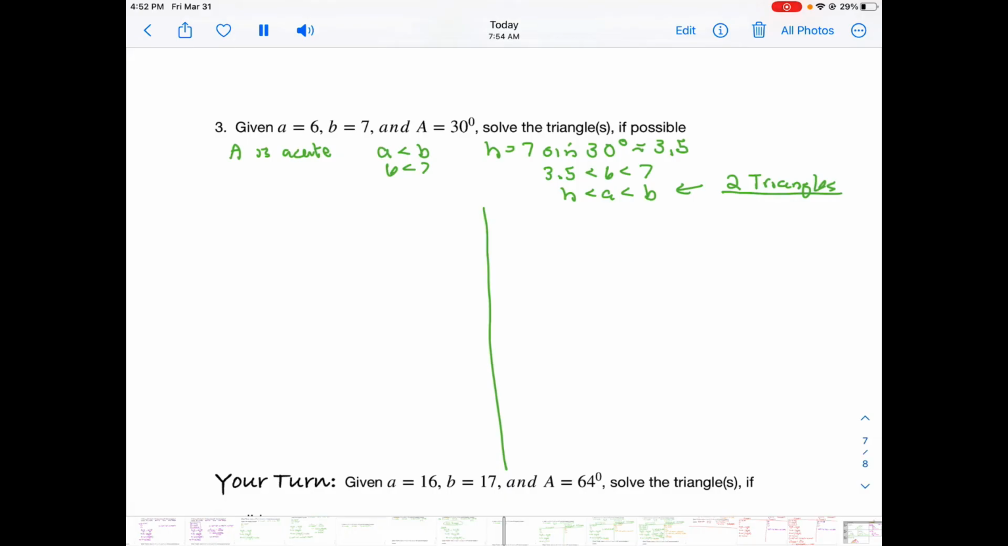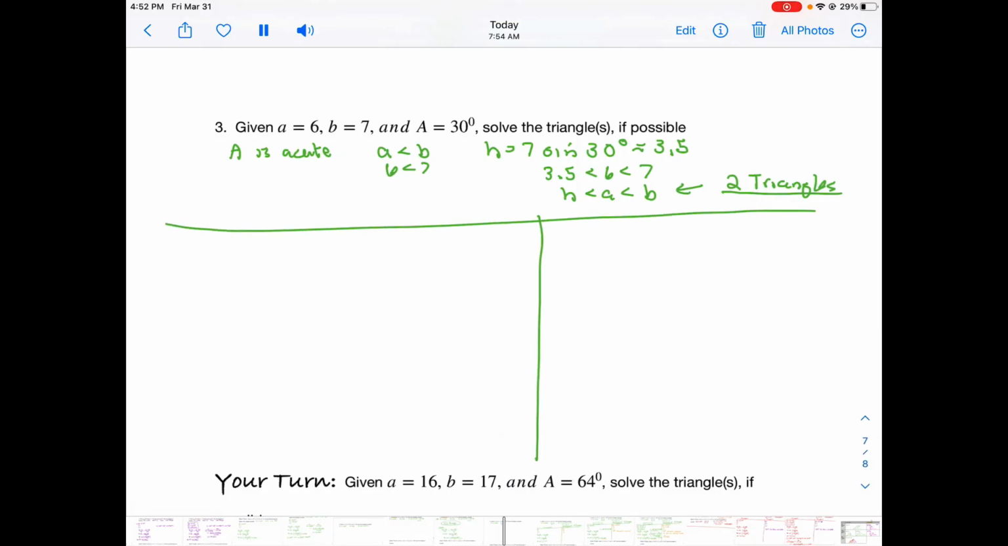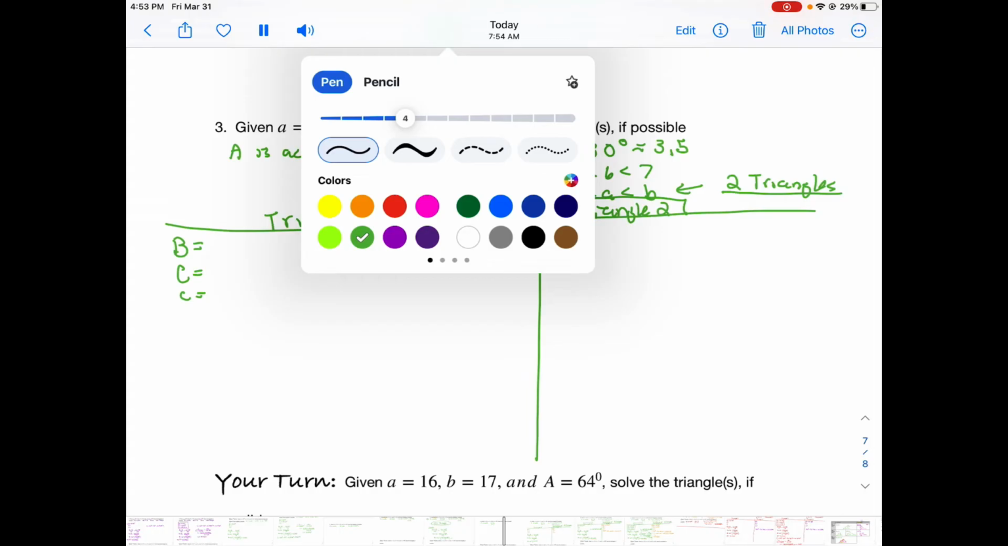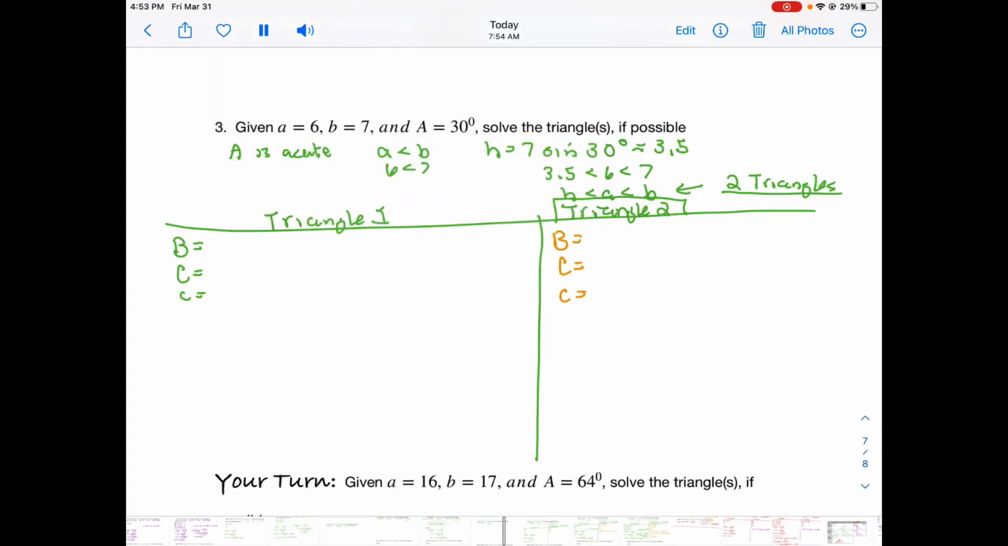Well, first off, I'm going to set up my paper here that I'm going to solve for two triangles. And I'm going to have my triangle 1 over here on the left-hand side, my triangle 2 on the right-hand side. And let's identify what pieces we're missing from each triangle. Well, I'm given angle A, so I'm missing angle B and angle C. And I have sides A and B, so that means I'm missing side C for each of these triangles.